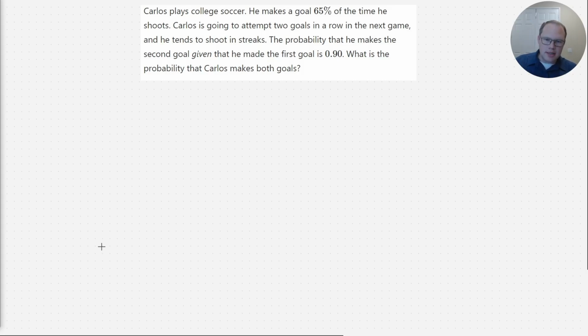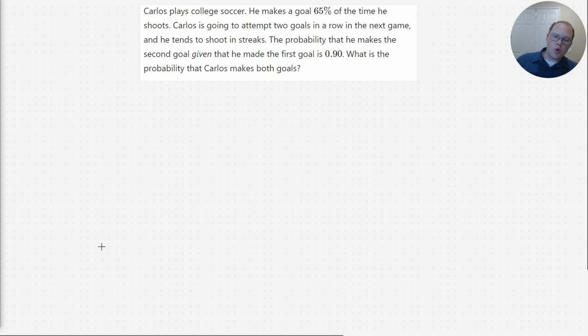Let's take a look at an example. Carlos plays college soccer. He makes a goal 65% of the time he shoots. Carlos is going to attempt 2 goals in a row in the next game, and he tends to shoot in streaks. The probability that he makes the second goal, given that he made the first goal, is 0.90. What is the probability that Carlos makes both goals?